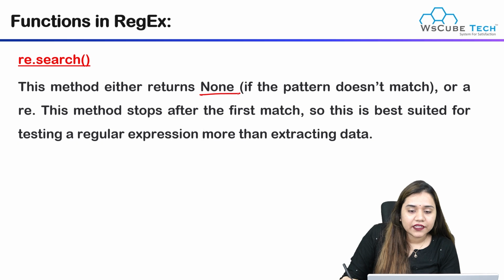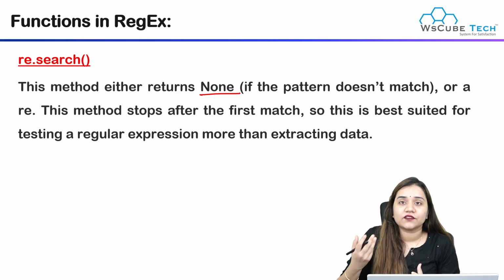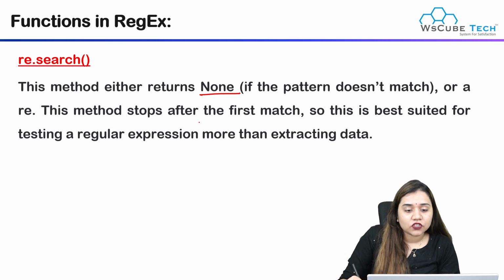So we have seen it returning none, and it also gives a re match object. If the pattern is not found, it returns none, and if the pattern is found, it gives us a regular expression match. This method stops after the first match.